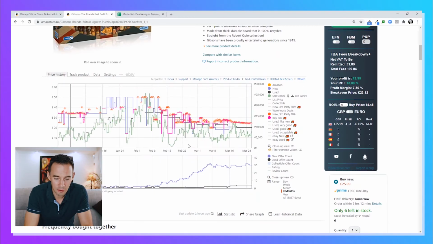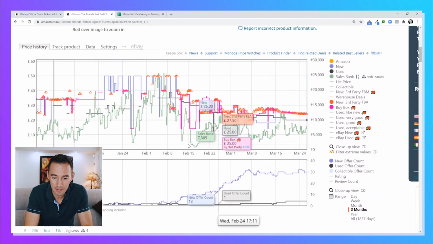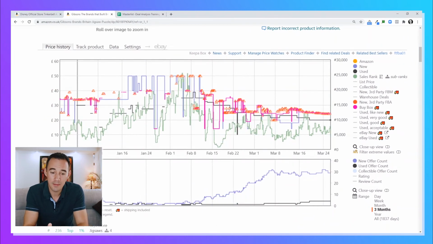Okay, so here is the Keepa chart, and let me zoom in and just make it a bit easier for you guys. Now, quite simply, what am I looking at? Remember that green line, sales rank. What does that mean? Well, it's sales estimations or a sales rank. It's going to give me an idea of, is that roughly 100 units per month?